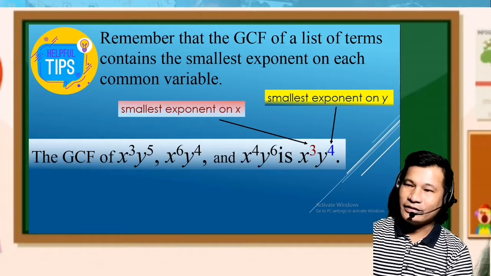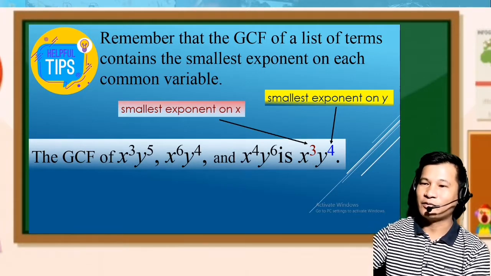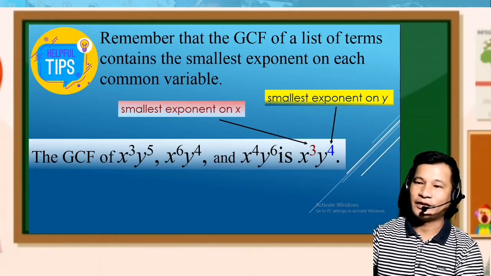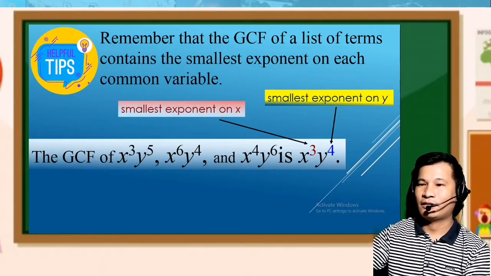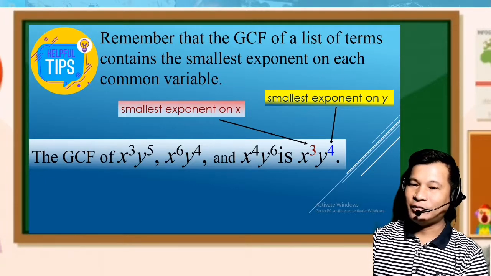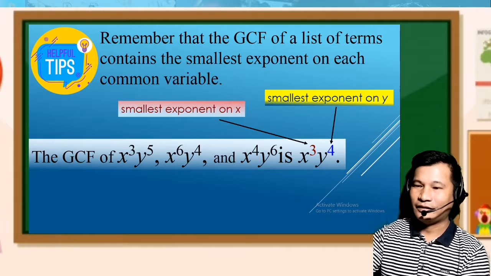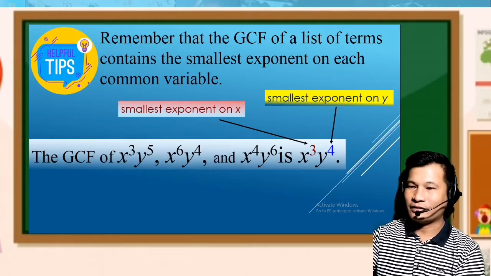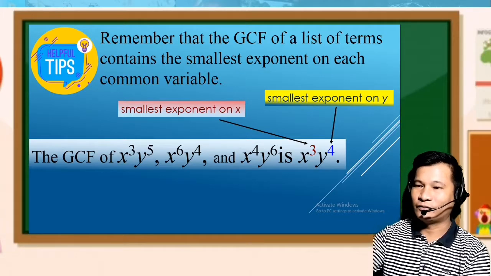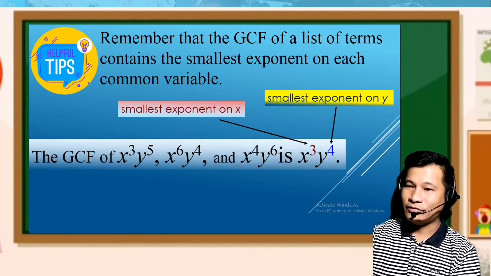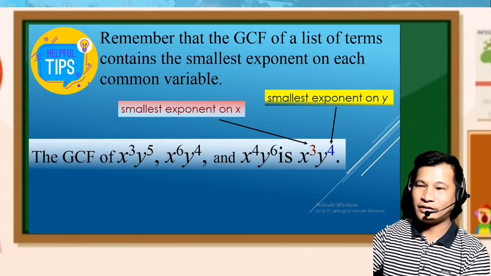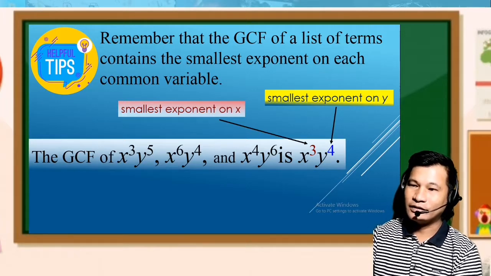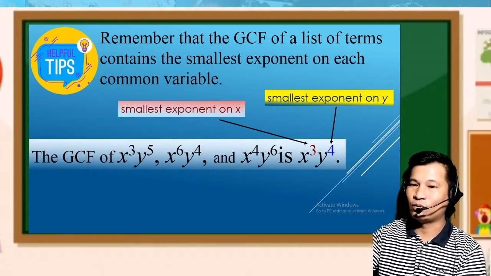Always remember that the GCF of a list of terms contains the smallest exponent on each common variable. The GCF of x cubed y to the 5th, x to the 6th y to the 4th, and x to the 4th y to the 6th is x cubed y to the 4th. X cubed is the smallest exponent on x, while y to the 4th is the smallest exponent on y.